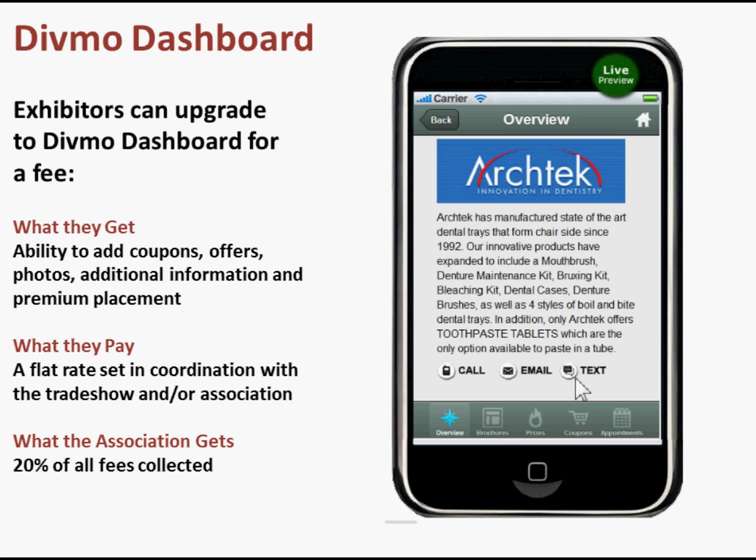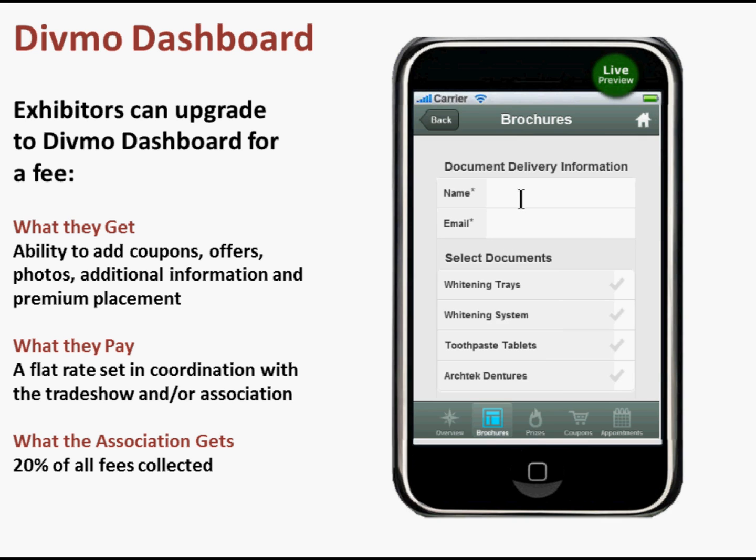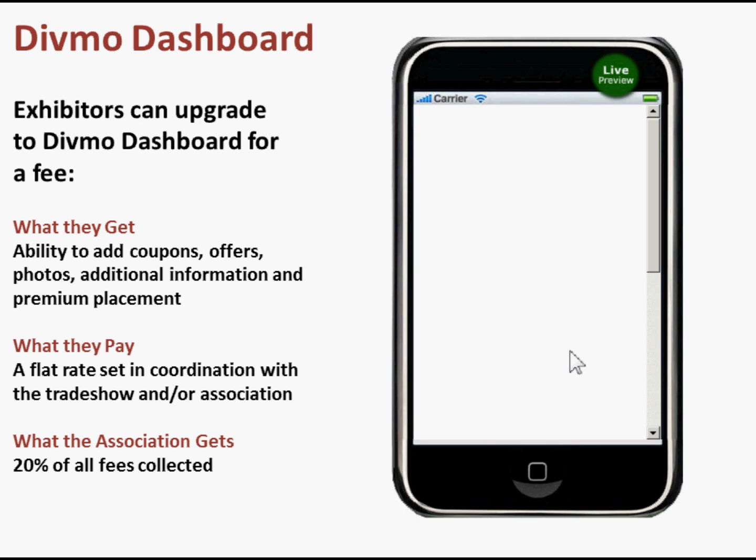Notice it has a click to call, an email link, and a text link at the bottom, and it has several tabs located at the very bottom of the screen. For example, let's say I want to order some brochures. I put in my name and my email, and I can check off the various brochures that I want emailed to me. So I can check off the brochure on whitening trays and the whitening system, and then I can have those documents emailed to me.